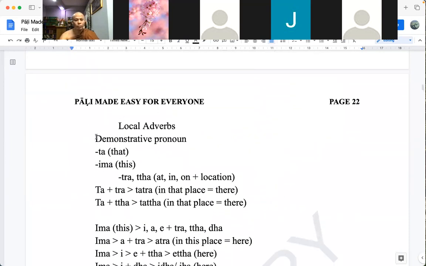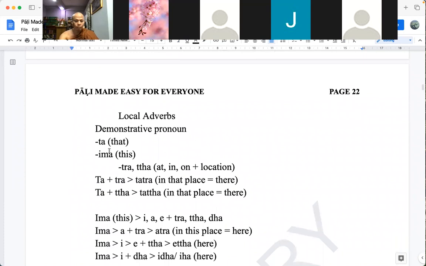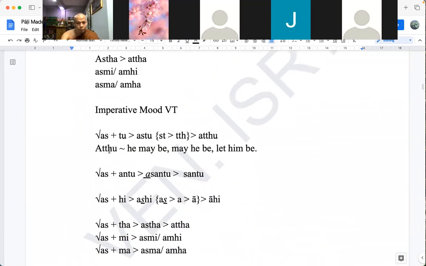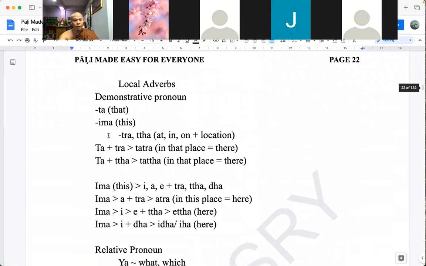Now the adverbs formed with the demonstrative pronoun. By adding the suffix to da, which is 'that', and ima, which is 'this': for locations, we add the dra suffix or ta suffix. The meaning is at, in, or on plus a location or place. So da and dra become dadra, that means in that place, that is, there. In the same way, da and ta become data, also in that place, there.